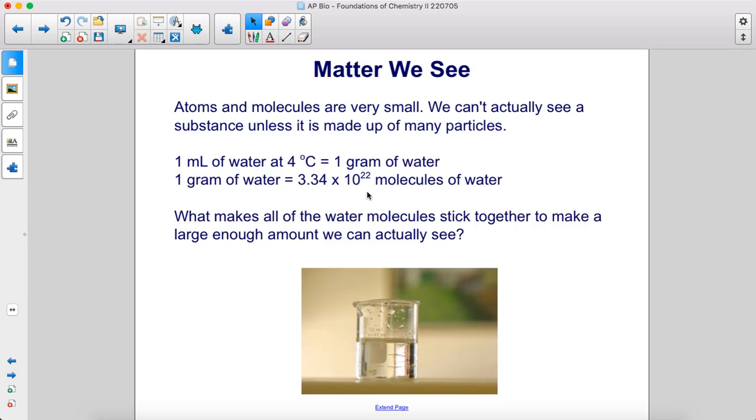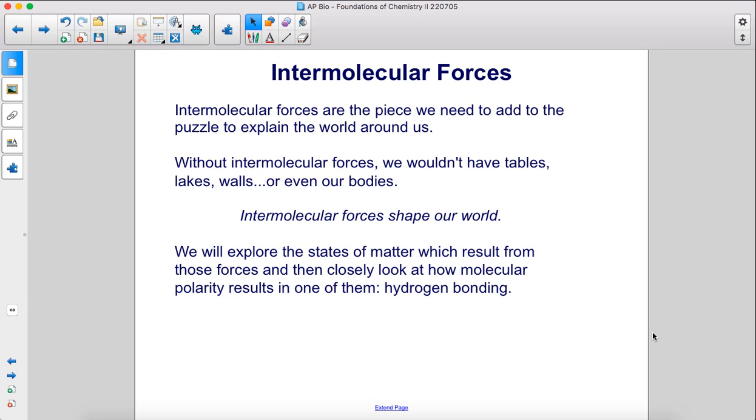What makes all of the water molecules stick together to make a large enough amount we can actually see? Intermolecular forces are the piece we need to add to the puzzle to explain the world around us. Without intermolecular forces, we wouldn't have tables, lakes, walls, or even our bodies. Intermolecular forces shape our world.